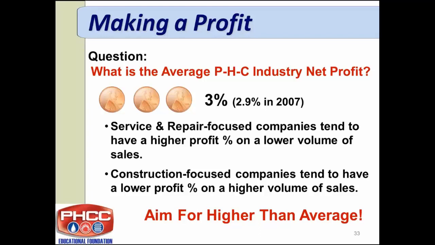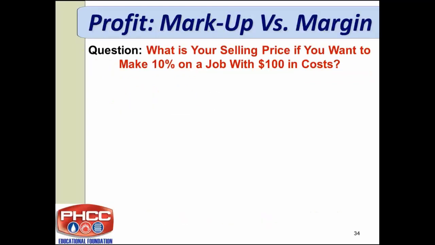Now, if you're a service and repair company, you're going to have a higher profit percentage on a lower volume of sales. When you're talking construction, usually you have a higher volume of sales and a lower profit percentage. But whatever you're doing, don't aim to be average. Be above average. Let's say for this example, we want to make 10%.